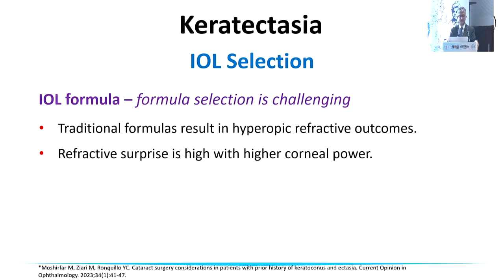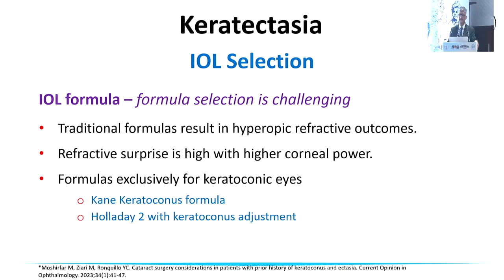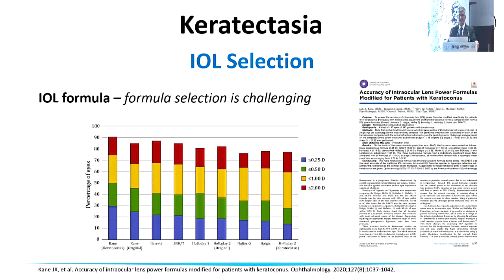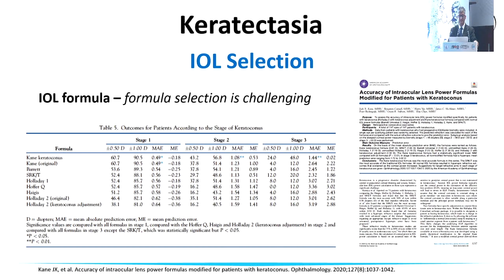As regards different IOL formulae, there are some modifications in the IOL power calculating formulae which are aimed at calculating IOL power for keratoconic eyes. If we look at the performance of these IOL formulae, it has been found that the formulae which are modified for keratoconus are the best as far as the post-operative refractive outcomes are concerned. With other formulae, fewer patients get a refractive outcome within half a diopter of astigmatism.